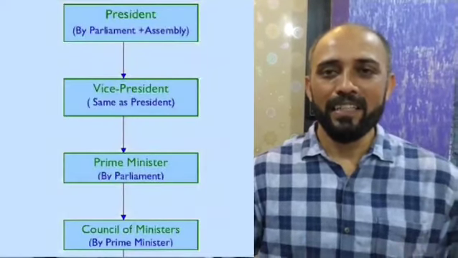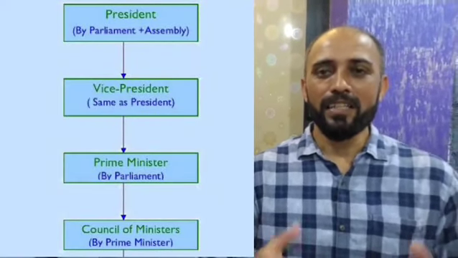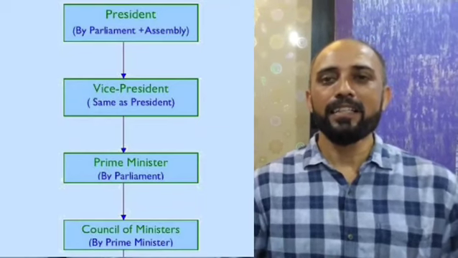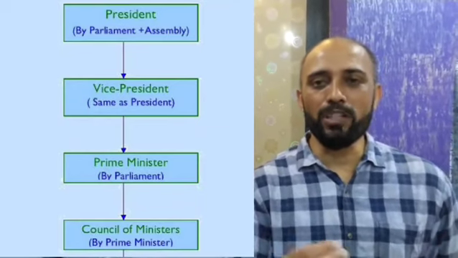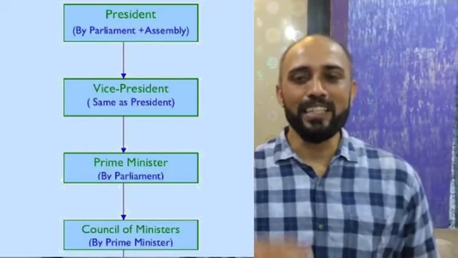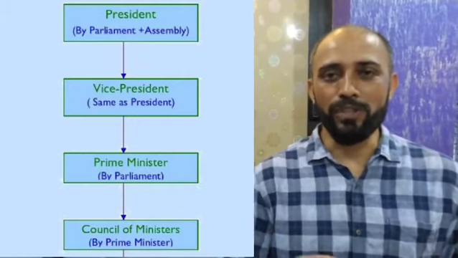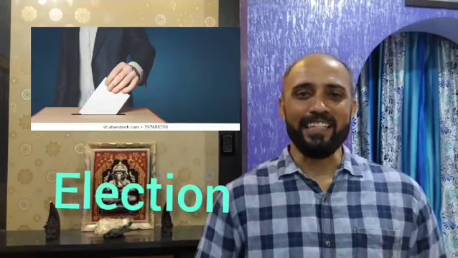The President of India, the Prime Minister, the Council of Ministers and the Cabinet Committees, these are the four components we are going to cover in this particular lesson. So without wasting much time, let us begin with the first component, the President. The President of India is the highest post in the Indian political administrative system. So let us find out how the President of India is elected.